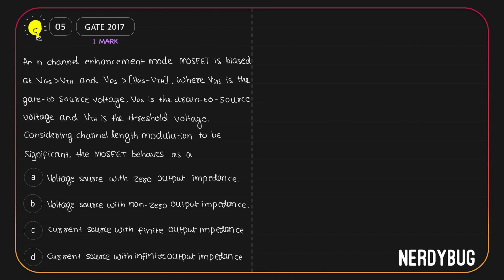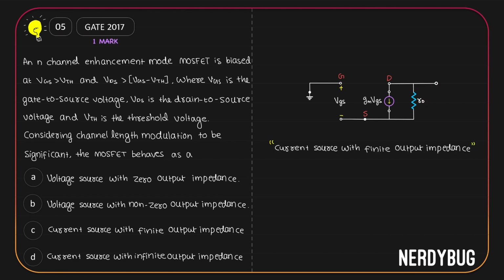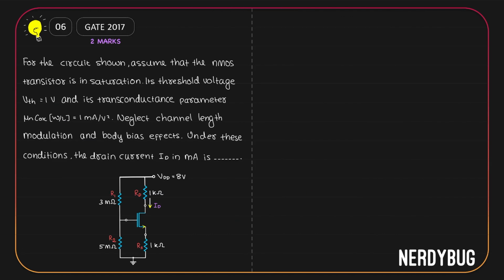We can easily do that by taking the small signal model of an enhancement mode N-channel MOSFET that is in saturation region. Since channel length modulation is to be considered, we have RO between the drain and the source. Now at the output we get a current that is controlled by VGS, which is the input voltage. So when you look from here, what you see is a current source that has an output impedance. Again, option C is correct. Let us see the next problem.